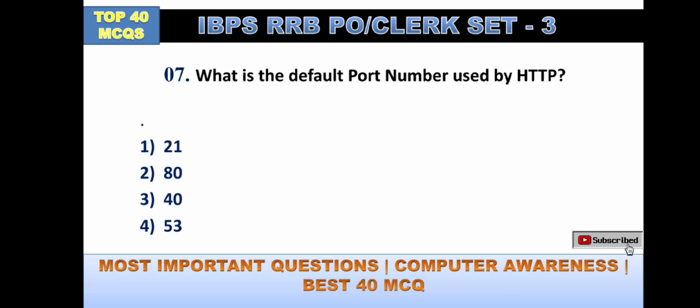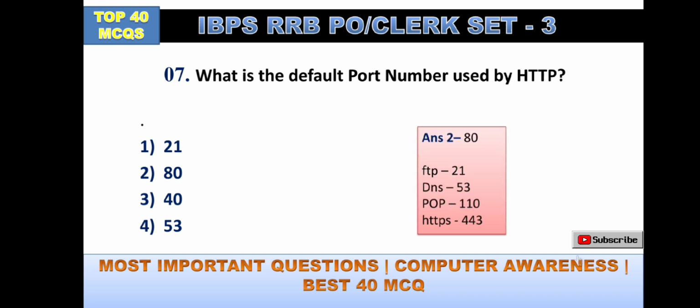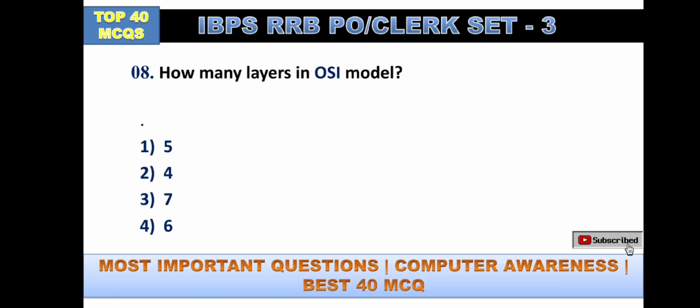Question number 7: what is the default port number used by HTTP? HTTP means Hypertext Transfer Protocol and the default port number is 80. And you can see other important port numbers also. FTP means File Transfer Protocol, port number is 21. DNS, Domain Name Server, port number is 53. POP, Post Office Protocol, port number is 110. HTTPS, S for secure, port number is 443.